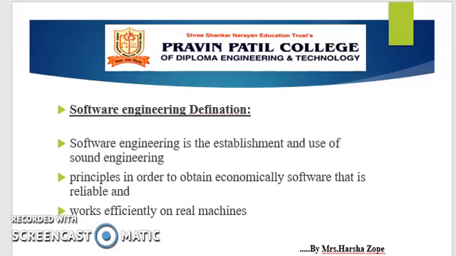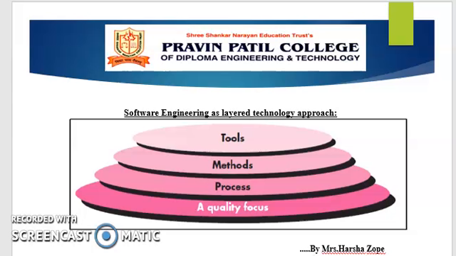Next we'll see software engineering as a layered technology or software engineering as a layered approach. In this, there may be a question asked: explain software engineering as a layered technology approach. Software engineering is a layered technology. The layers of software engineering you can see in a diagram. First is the quality focus layer, second is the process layer, third is the method layer, and last is the tools layer.